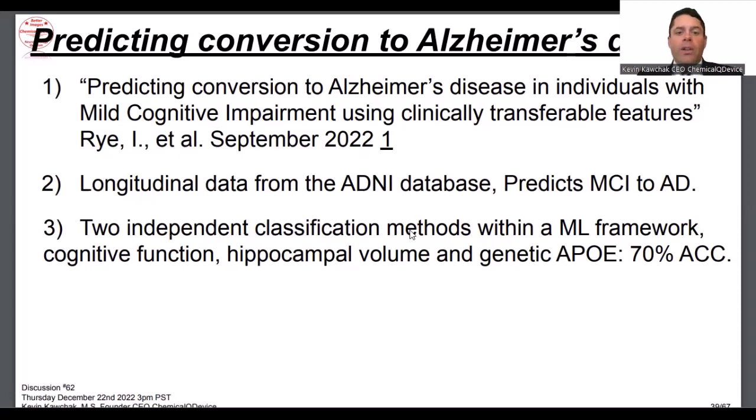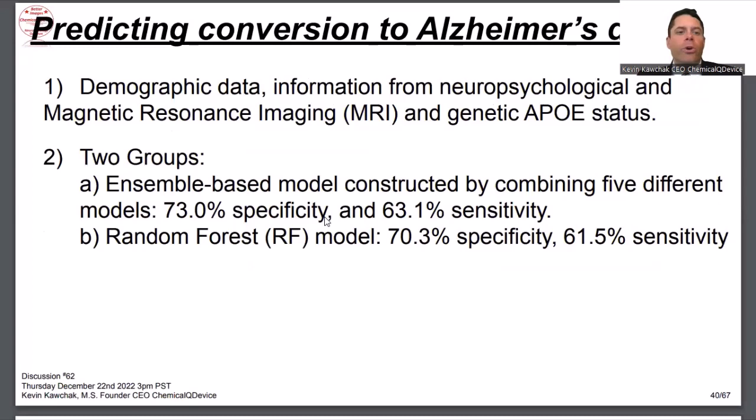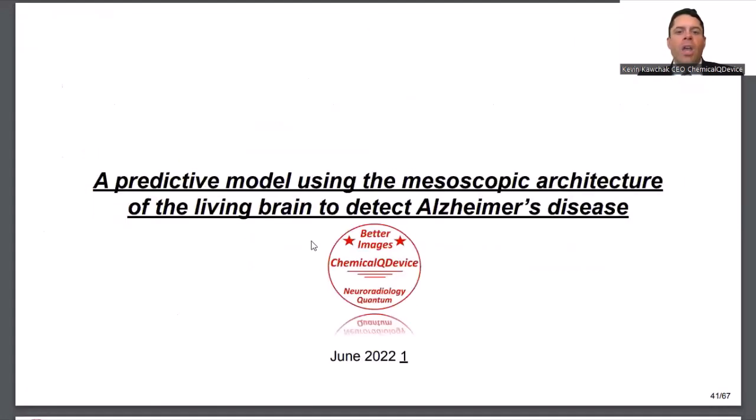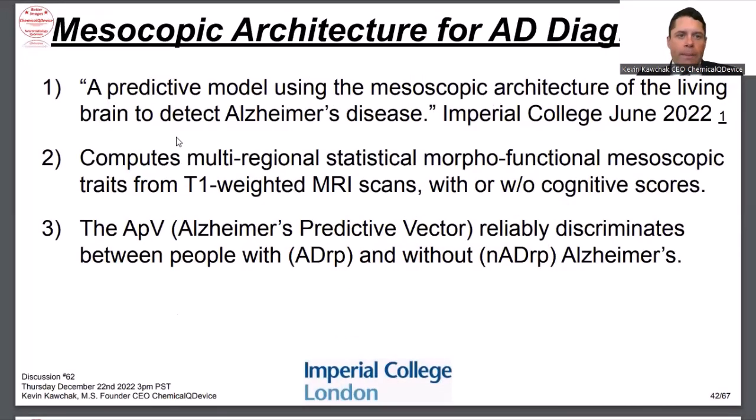So you have their two independent classification methods that they use, and it's for cognitive function, hippocampal volume, and here's the ApoE again. So this again is a genetic marker for Alzheimer's disease. The two main ones is ensemble based, which is actually 5 different models, and they got 73% specificity, 63% sensitivity, and then you have random forest, which is more common, not 5 different models, 70% specificity and 61% sensitivity roughly.